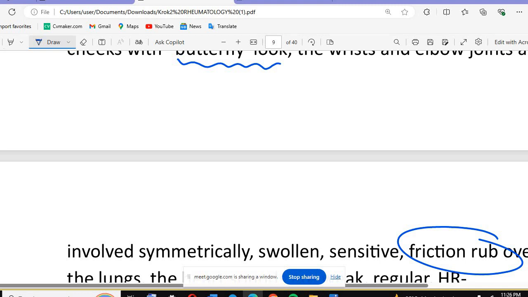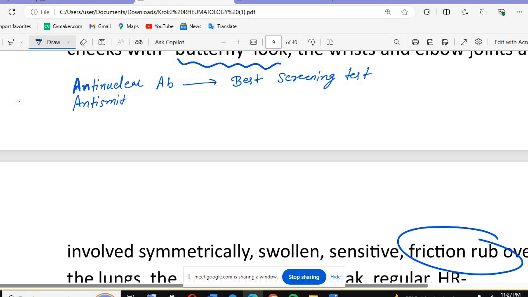See, if we talk about the antibodies in SLE, we have the anti-nuclear antibody, and remember this is the best screening test for SLE. After that, we have the anti-Smith antibody, and the anti-Smith antibody is the most specific for SLE, systemic lupus erythematosus.